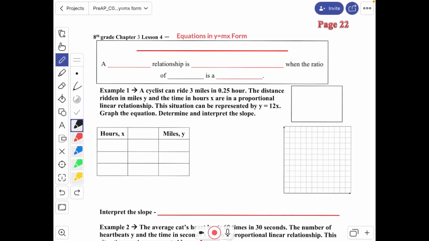Today we're covering 8th grade, Chapter 3, Lesson 4, Equations in y equals mx form. This has to do with proportional linear relationships. Remember, linear means that the graph is a straight line. A linear relationship is proportional when the ratio of y to x is a constant m, and m stands for slope.